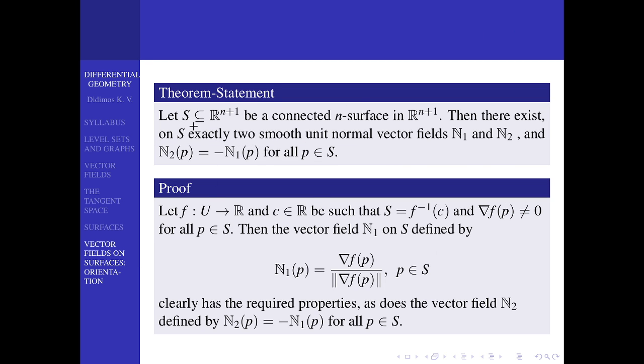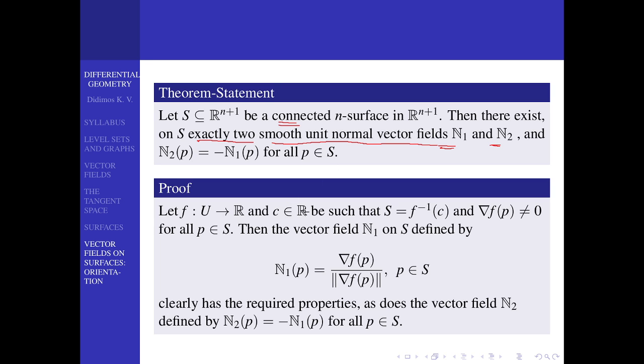Now we have a theorem on connected surfaces. Let S, a subset of R^(n+1), be a connected n-surface in R^(n+1). Then there exist on S exactly two smooth unit normal vector fields n1 and n2, and n2(p) is equal to minus n1(p) for all p. The theorem asserts that there exist exactly two, that is very important, two smooth unit normal vector fields that can be defined on a connected surface. If a surface is connected, you can define only two smooth normal vector fields, say n1 and n2, and these are connected by this equation: n2(p) should be the negative of n1(p) for all p belonging to S.